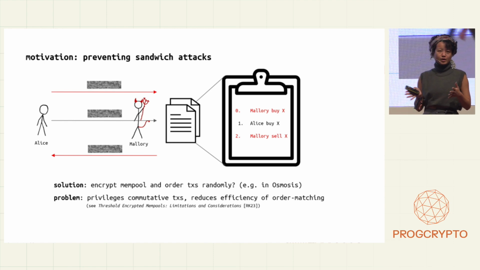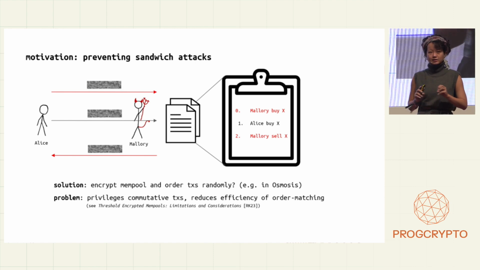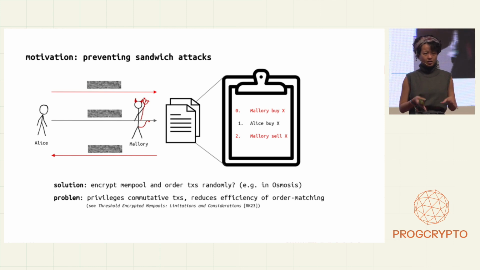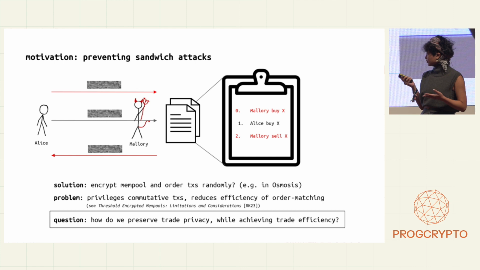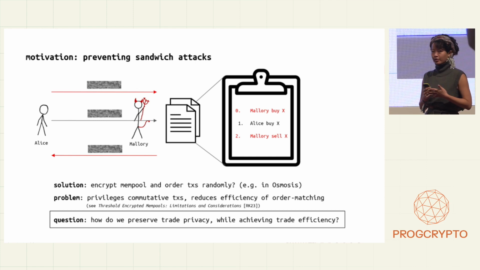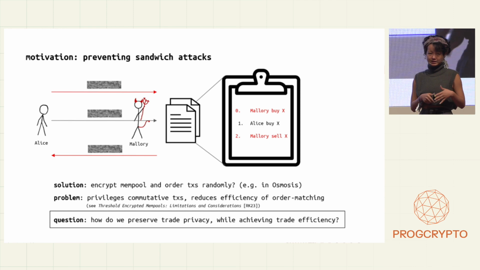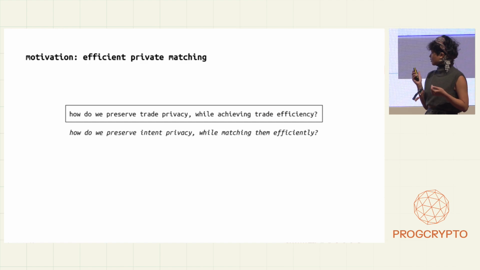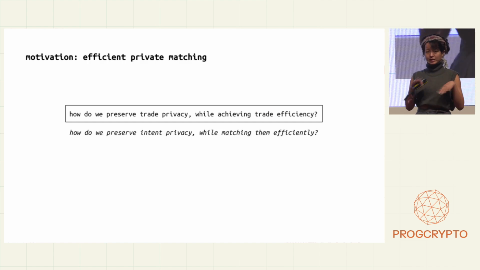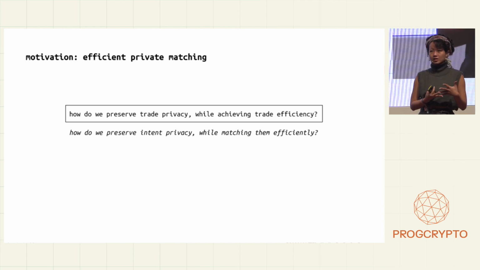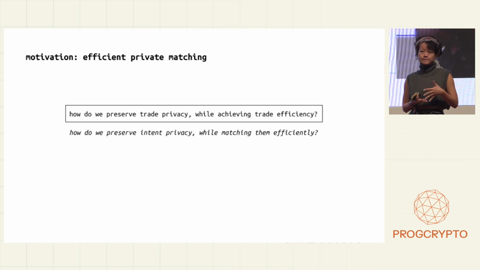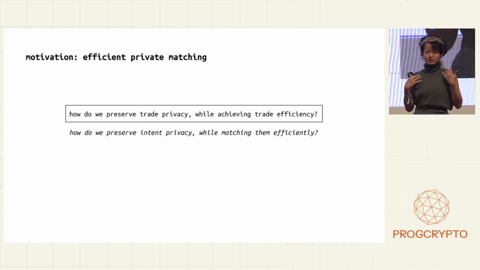So some of these problems could be solved by lighting up certain areas of the transaction or expressing their dependencies as covenants. But generally this raises the question of how can we preserve trade privacy while also achieving trade efficiency? And a more general way to ask it is how do we preserve intent privacy while being able to match users' intents efficiently? So at the core of it, programmable privacy is interesting because it increases users' welfare.